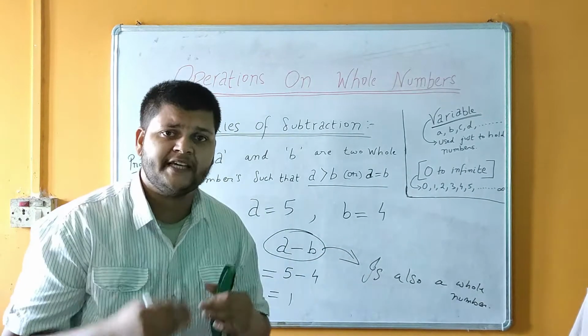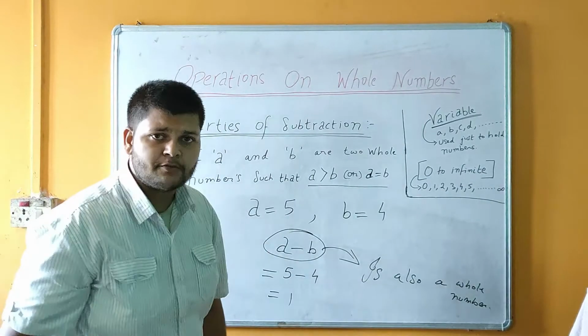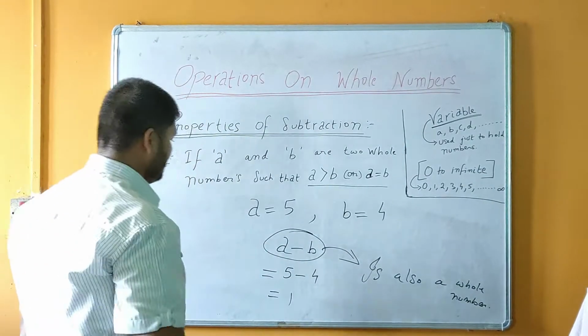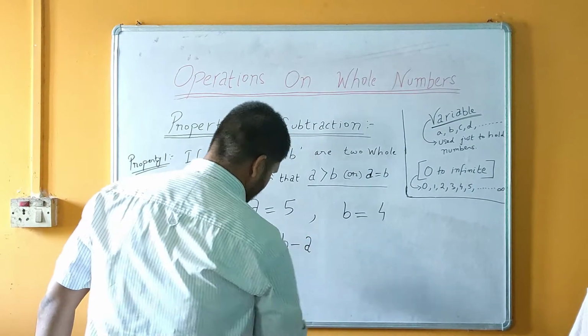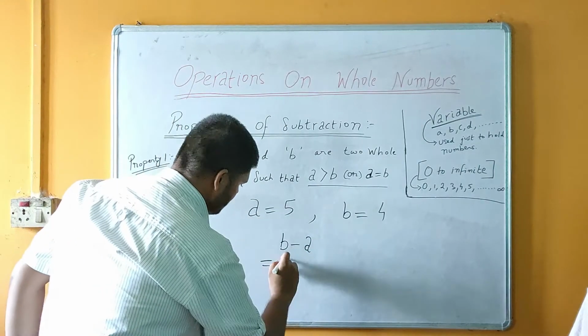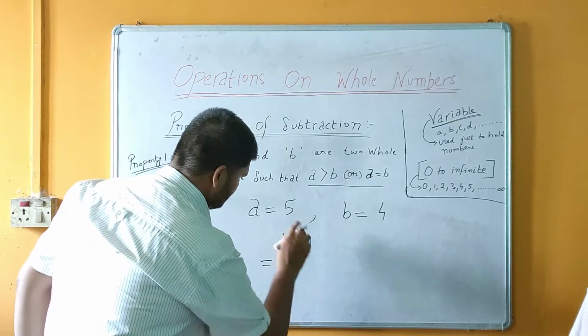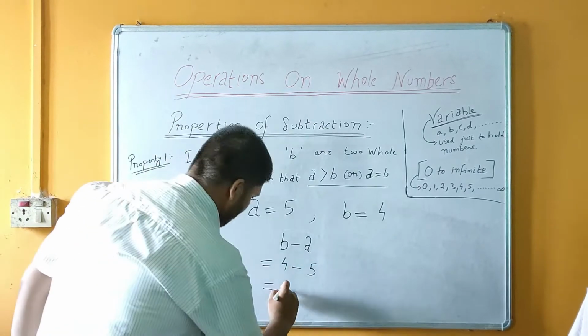But what if we think in reverse? You may say that, sir, why will I do A minus B? I can do B minus A as well. So let's check that one. For suppose B minus A we are going to perform over here. That is, B value is 4 and A value is 5. So 4 minus 5 will yield the result as minus 1.